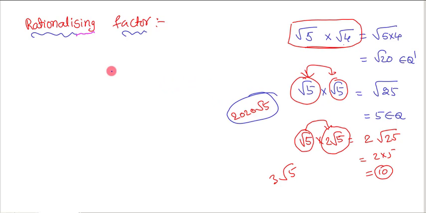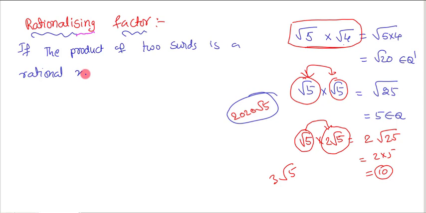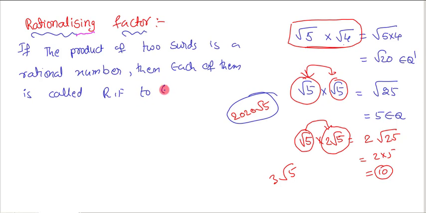Okay, so what is the definition of rationalizing factor? If the product of two surds is a rational number, then each of them is called a rationalizing factor to the other.